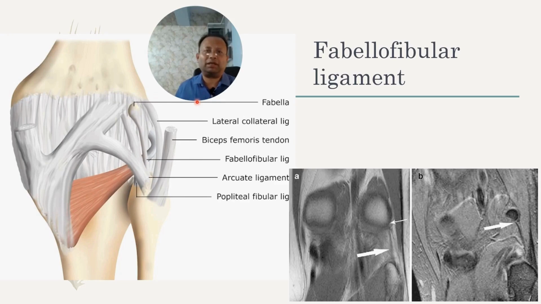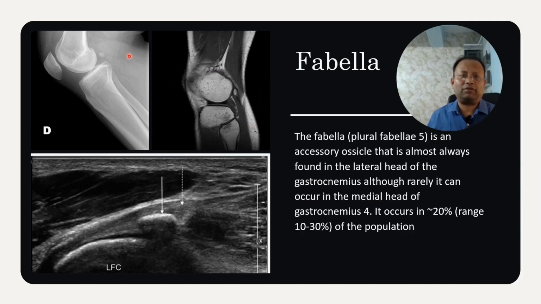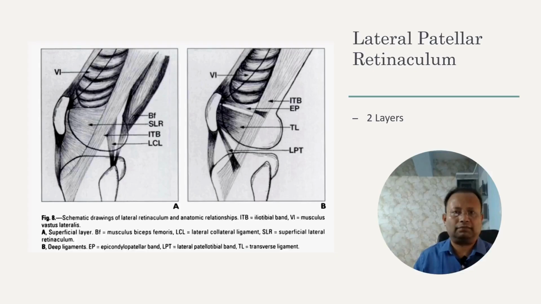Of course, it can be seen by MRI in a much better way. So this is the fabella. We can see it under X-ray also, and in MRI also we can see the small fabella, and with ultrasound it looks like this. This is an accessory bone that is most of the time found in the lateral head of the gastrocnemius. Sometimes it can be found rarely in the medial head of the gastrocnemius also.